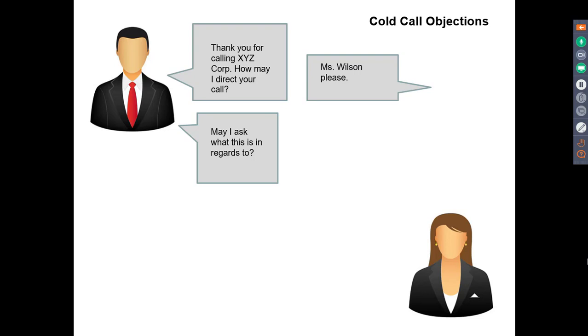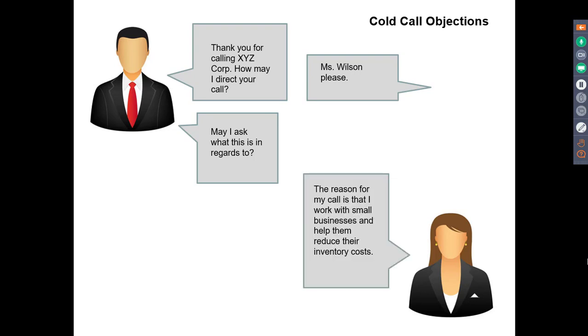So what we recommend is saying your value proposition at this moment, and it looks something like this. "Well, the reason for my call is that I work with small businesses and help them to reduce their inventory costs." Now, this doesn't necessarily disguise that you're a salesperson, but it doesn't give the gatekeeper the clear ding, ding, ding, get rid of this person. It's almost like a curveball. They're looking for you to say, "Schedule an appointment, see if you guys need to purchase," whatever. They're looking for that clear thing that says salesperson trying to sell something. When you say this, they just don't really know.